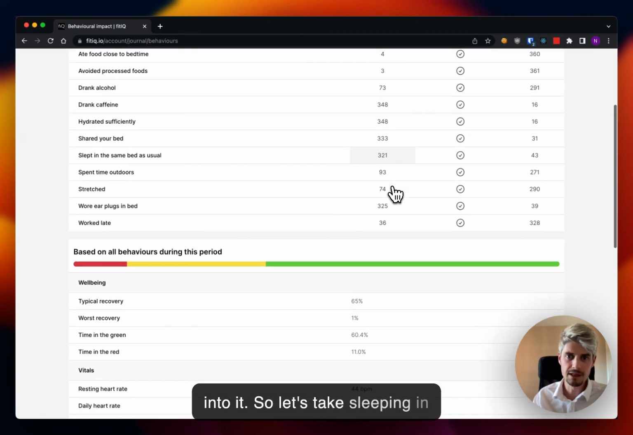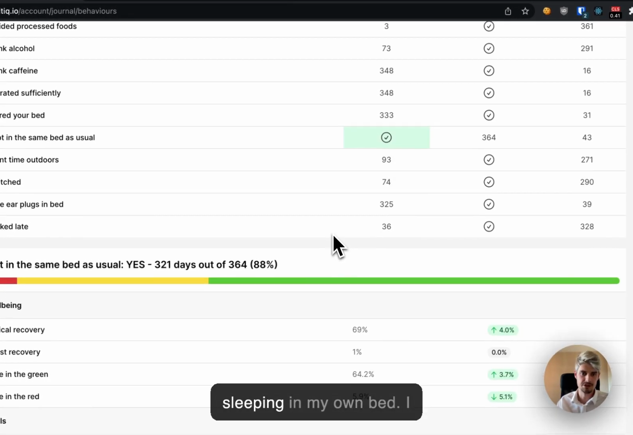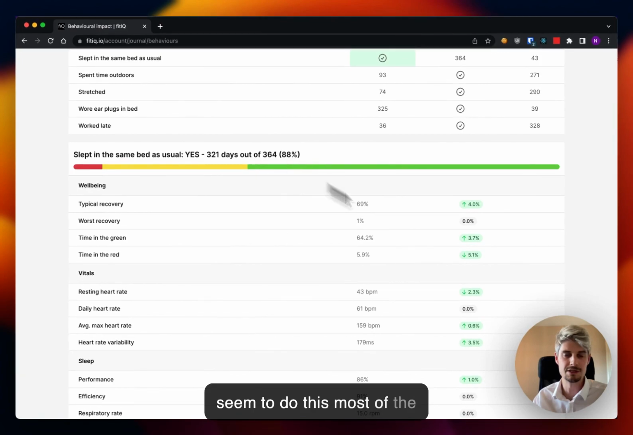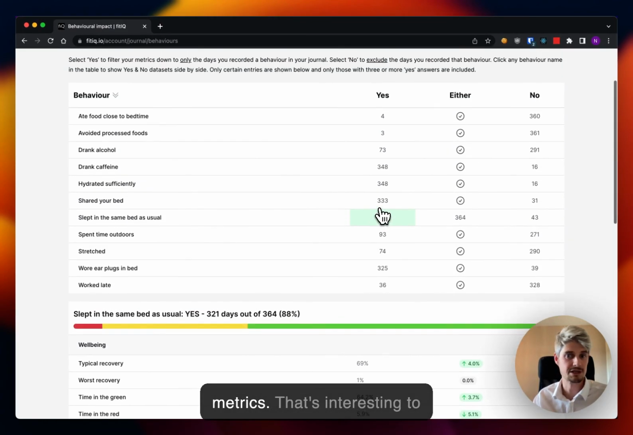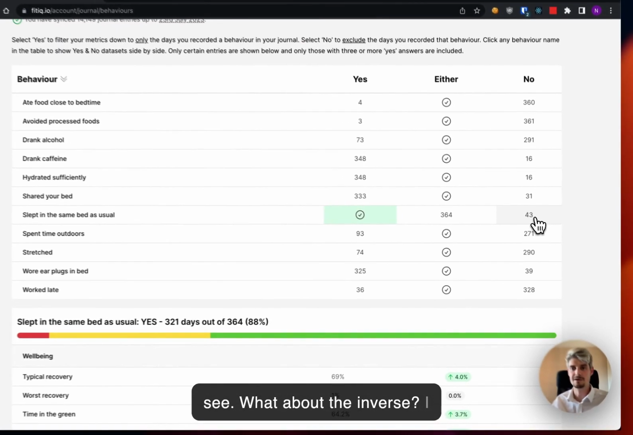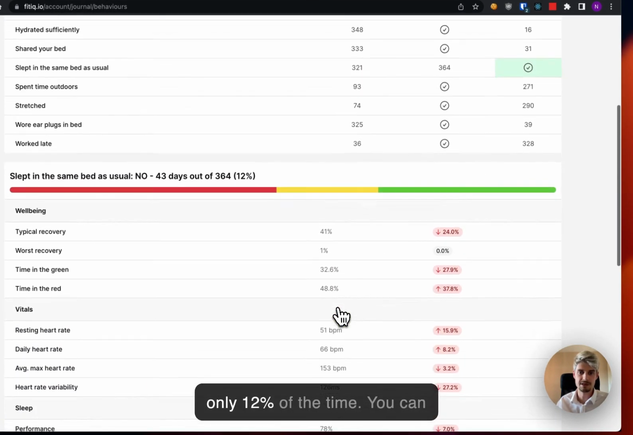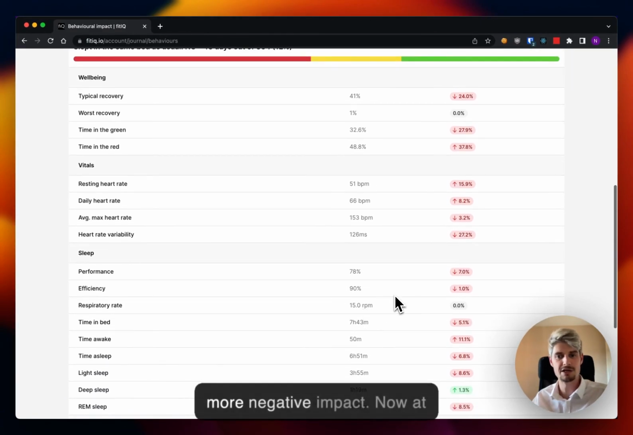So let's take sleeping in the same bed as usual, sleeping in my own bed. I seem to do this most of the time over the last year. It has a generally positive impact on my metrics. That's interesting to see. What about the inverse? Haven't done this so much, only 12% of the time. You can see it seems to have a much more negative impact.